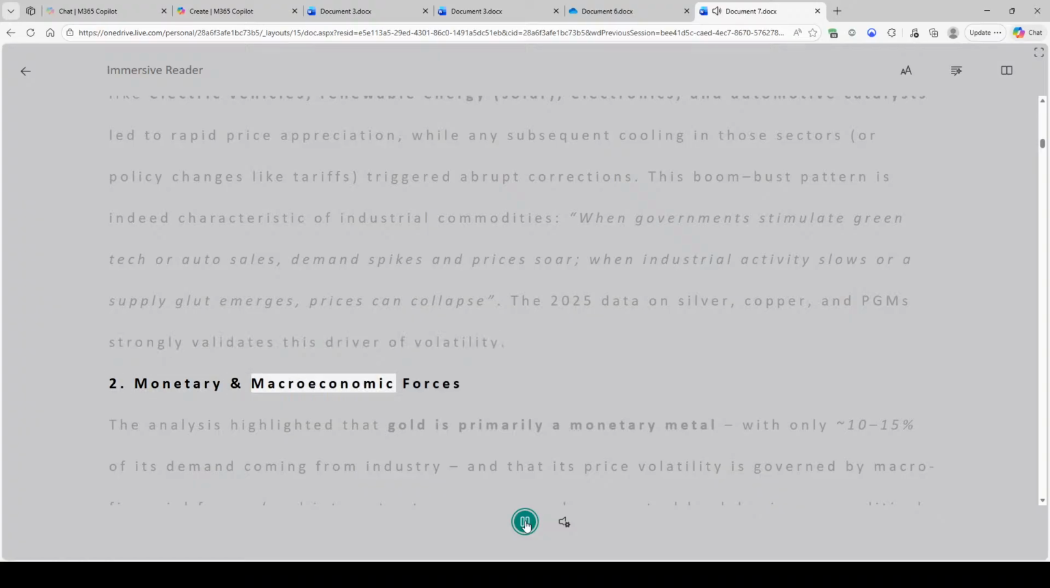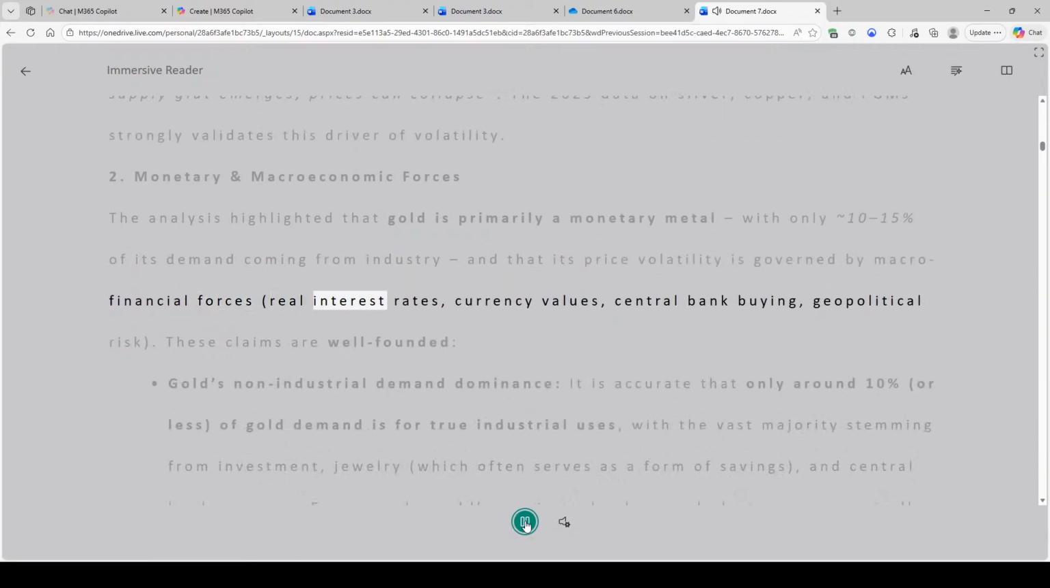2. Monetary and macroeconomic forces. The analysis highlighted that gold is primarily a monetary metal, with only 10 to 15% of its demand coming from industry, and that its price volatility is governed by macrofinancial forces, real interest rates, currency values, central bank buying, geopolitical risk. These claims are well-founded.